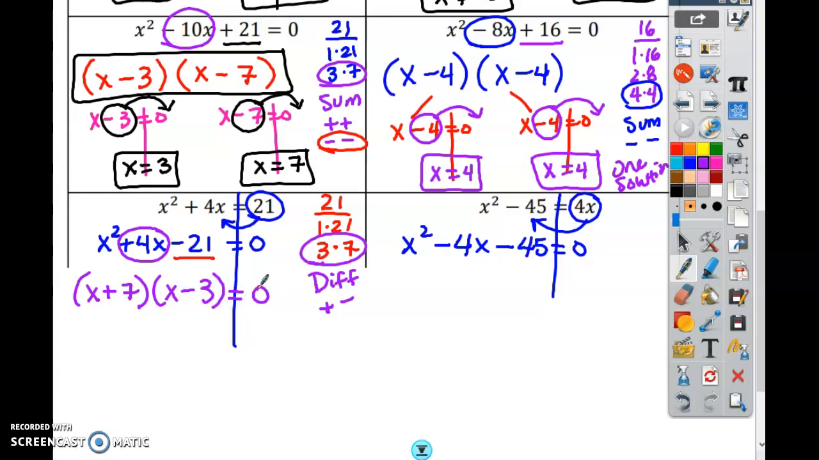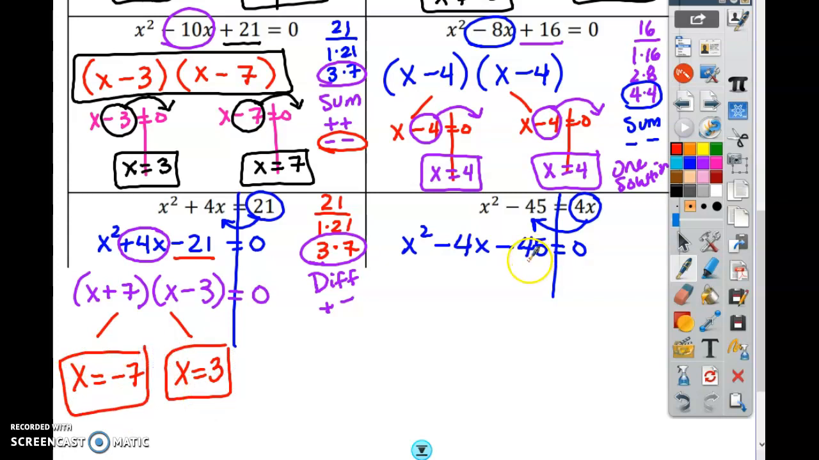Okay? Let's factor this one. Because you guys already know how to find the solutions, right? What's this solution? Negative 7. X equals negative 7. What's this solution? Positive 3. X equals positive 3.